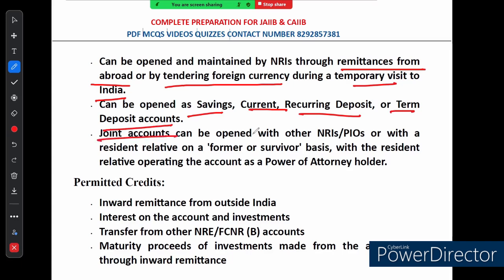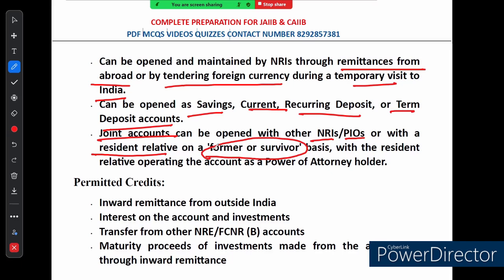The third thing is joint account. You can open an NRI account jointly with another NRI or a PIO. You can also have a joint account with a resident relative, but in that case it is on a former or survivor basis. This means that the resident relative can operate the account only if they hold a power of attorney, which allows them to manage the account on your behalf.